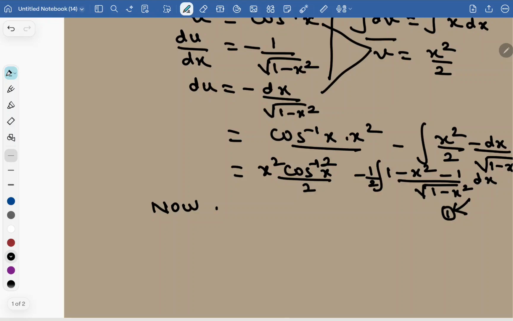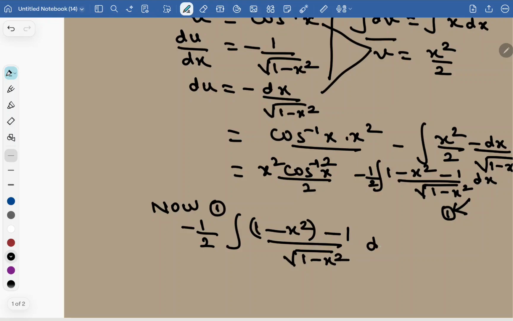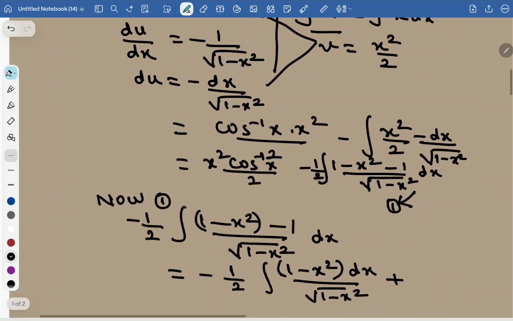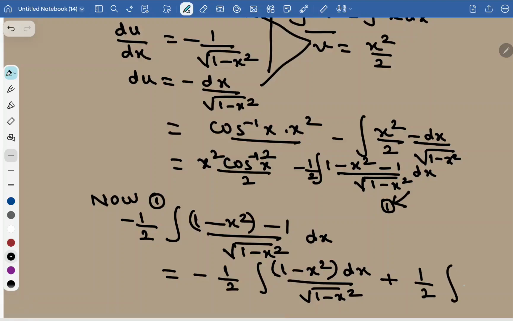Now what is 1? Minus 1 by 2 integral of 1 minus x square minus 1 divided by root of 1 minus x square dx. Minus 1 by 2, I am writing in two parts. First part 1 minus x square dx divided by root of 1 minus x square plus 1 by 2 integral dx by root of 1 minus x square.